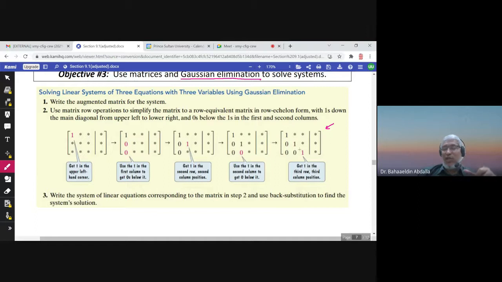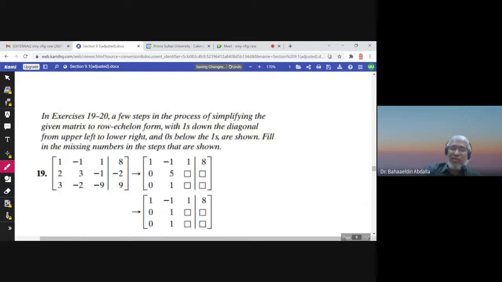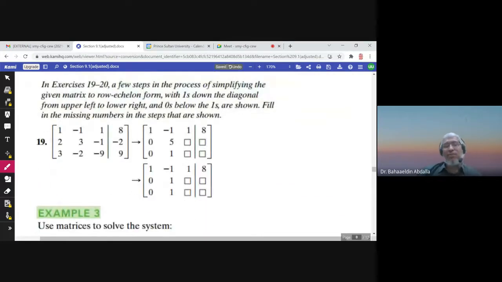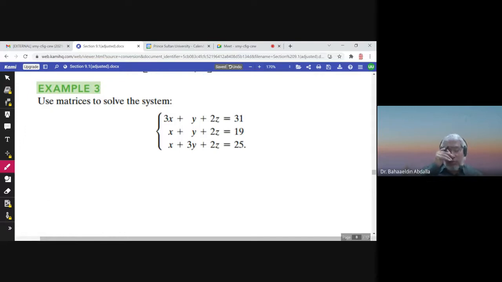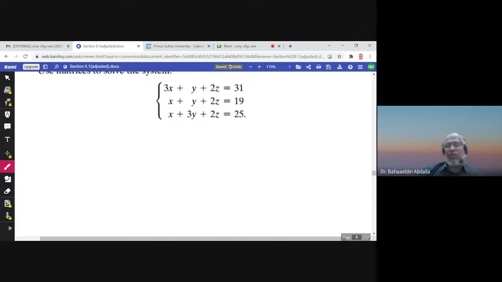After you reach the row echelon form, you write the system and you use back substitution to solve the system. I will leave this for you, okay? And I will solve a complete question for you. So please pay attention. Use matrices to solve the system, or use the Gaussian elimination method to solve the system.